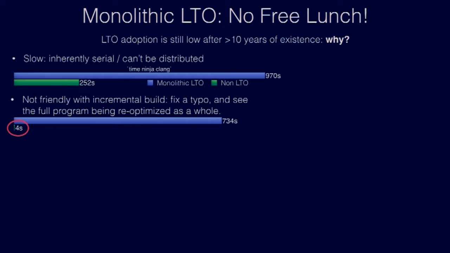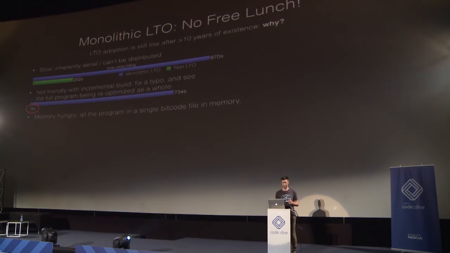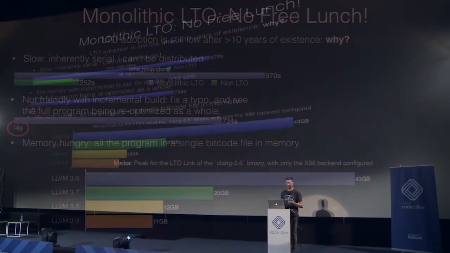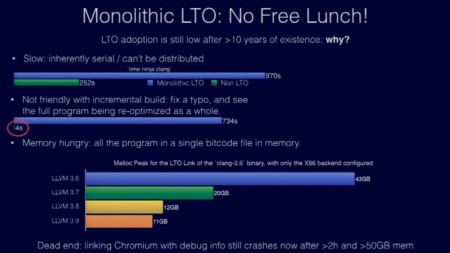Also, it is not incremental. If you fix a small typo and recompile, you will get 4 seconds on a normal build and almost the same time as before on LTO. And the last, which is the hardest problem, is that it is memory hungry. Starting from LLVM 3.6, we got lower, but it's still 11 gigabytes. This is madness. For some projects that are much bigger than Clang, this is a dead end, because we are compiling for 2 hours with more than 50 gigs of memory, and it just crashes.